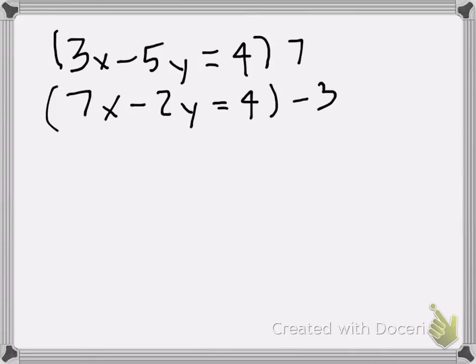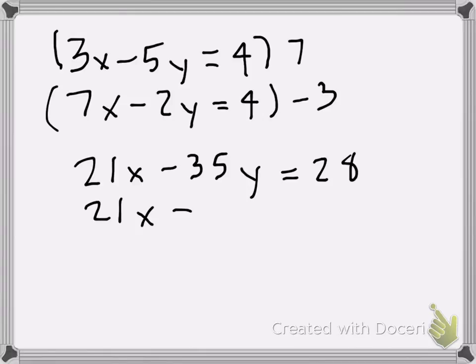Okay, so when I distribute through there, I've got 21x minus 35y equals 28 for my first equation, and 21x minus 6y equals -12 for my second equation. I can add these equations together. So the 21x's are going to cancel since they're both, whoops, I made a sign error there. Got to have a positive 6y. So we add those together.